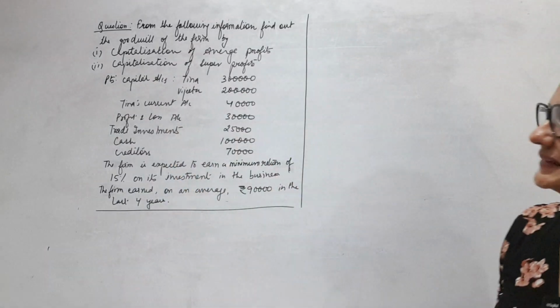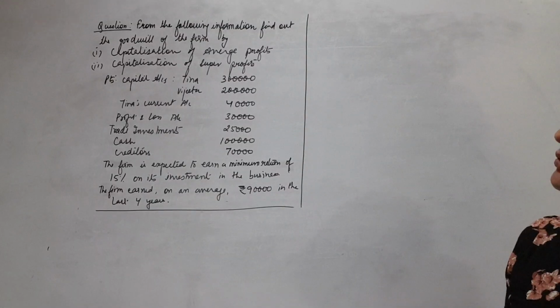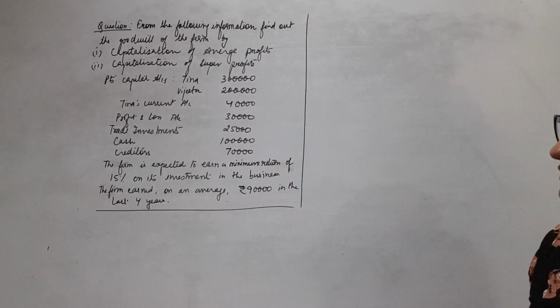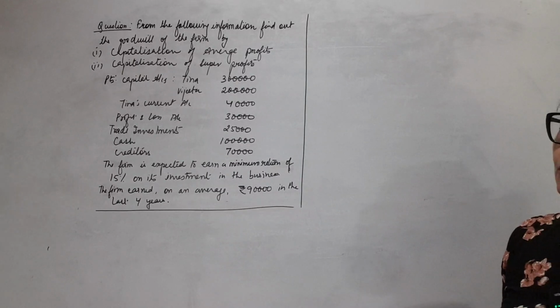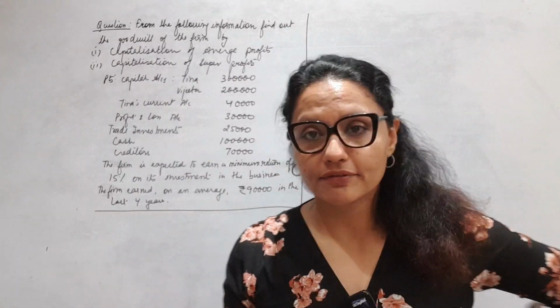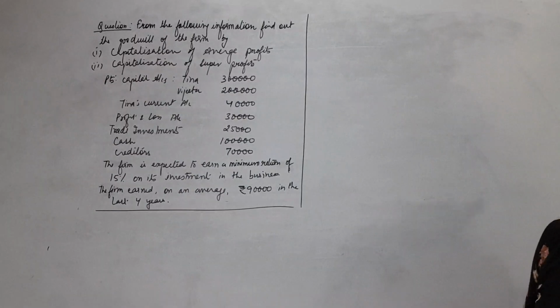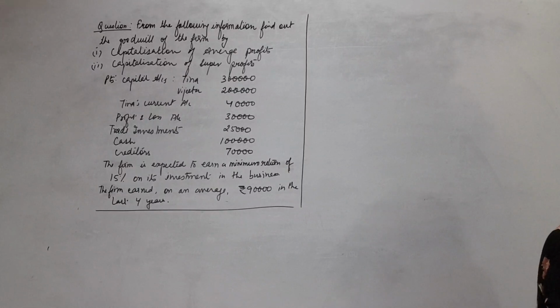Here, take down the sum, children. From the following information, find out goodwill of the firm by capitalization of average profits and capitalization of super profit. Okay, so you have to do it both ways. Fine. Now, what is given? Partners' capital accounts: Tina, Vijita, 3 lakh, 2 lakh. Tina's current account, profit and loss account, trade investments, 25,000. Cash, 1 lakh, creditors, 70,000.